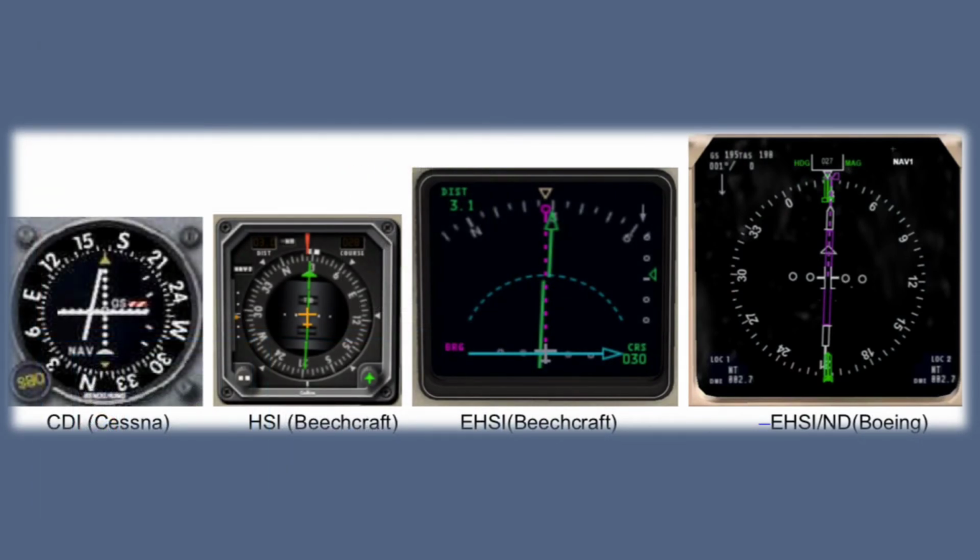The ILS signal is visually displayed for the aircrew. Here are several different examples from left to right: a course deviation indicator, or CDI, a horizontal situation indicator, HSI, and an electronic horizontal situation indicator, EHSI.